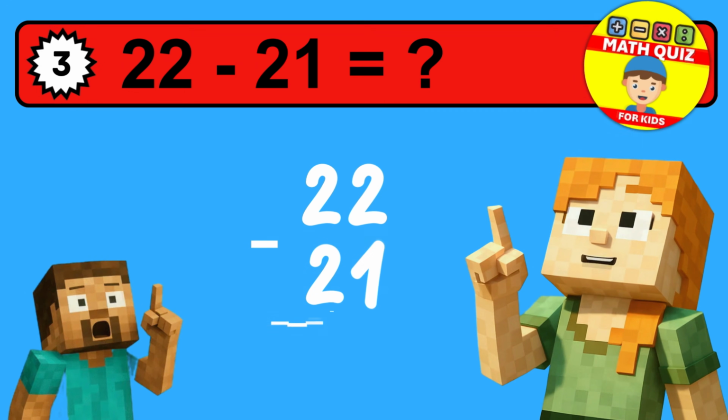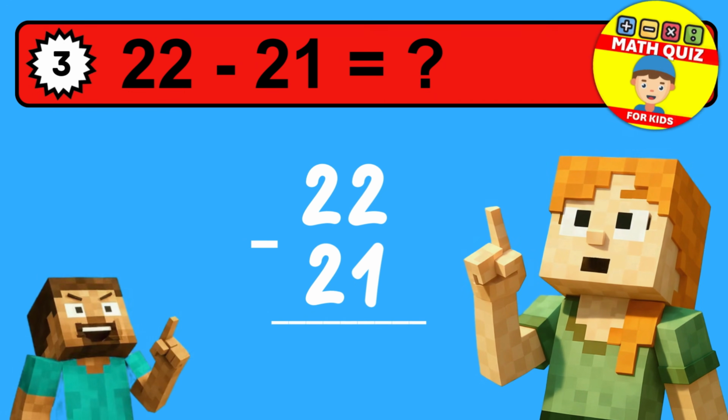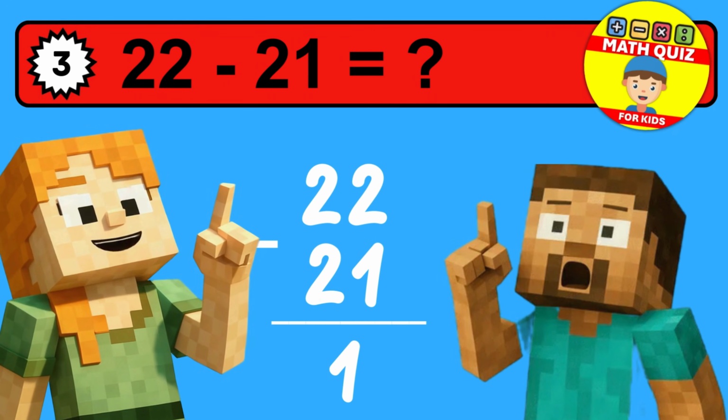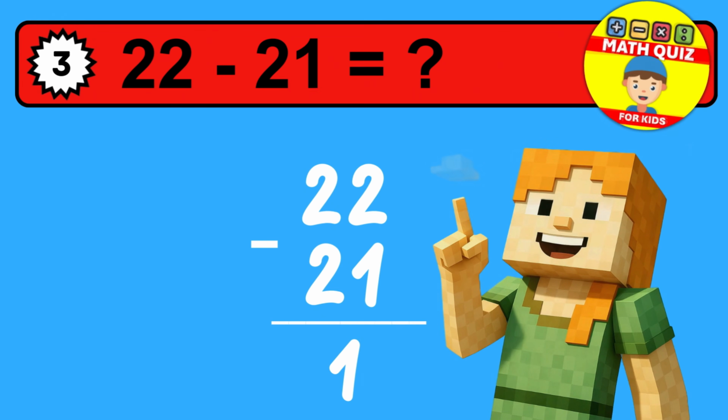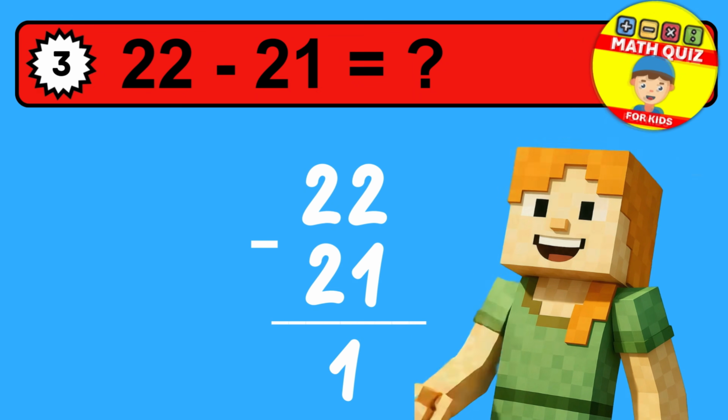Let's solve this step by step. We start with the units. 2 minus 1 is 1. Then we go to the tens. 2 minus 2 is 0. The final answer is 1.